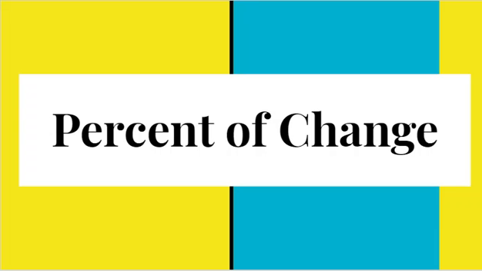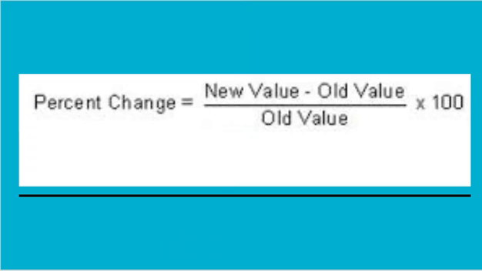Hello. Today we are going to learn percent of change. Percent of change, or percent change, we use a formula to solve the percent change. The formula is the new value minus the old value divided by the old value. When you do that, you will get a decimal. So this isn't called decimal change, this is called percent change. So we have to change that decimal into a percent, and we do that by multiplying by 100.